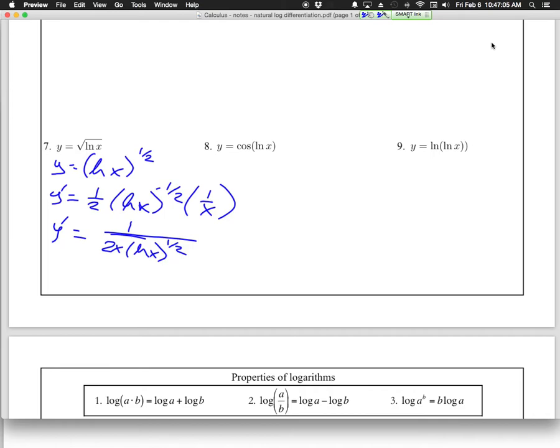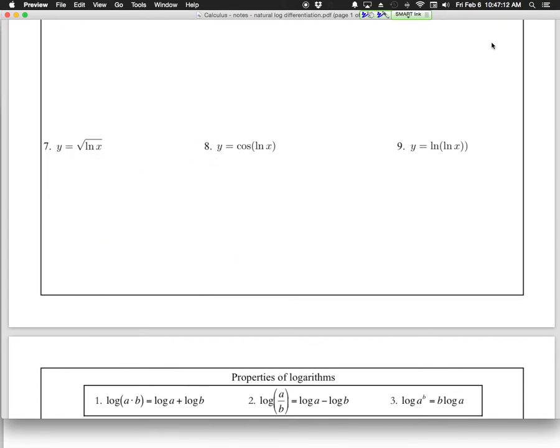Now let me show you something that's a little bit quicker. Who remembers the shortcut to finding the derivative of a square root? 1 over 2 times the square root times the derivative of the inside. There it is, same thing, a little bit quicker. But remember, that only works if it's a square root. For other roots, like cube root, is it 1 over 3? Cube root doesn't work, no.